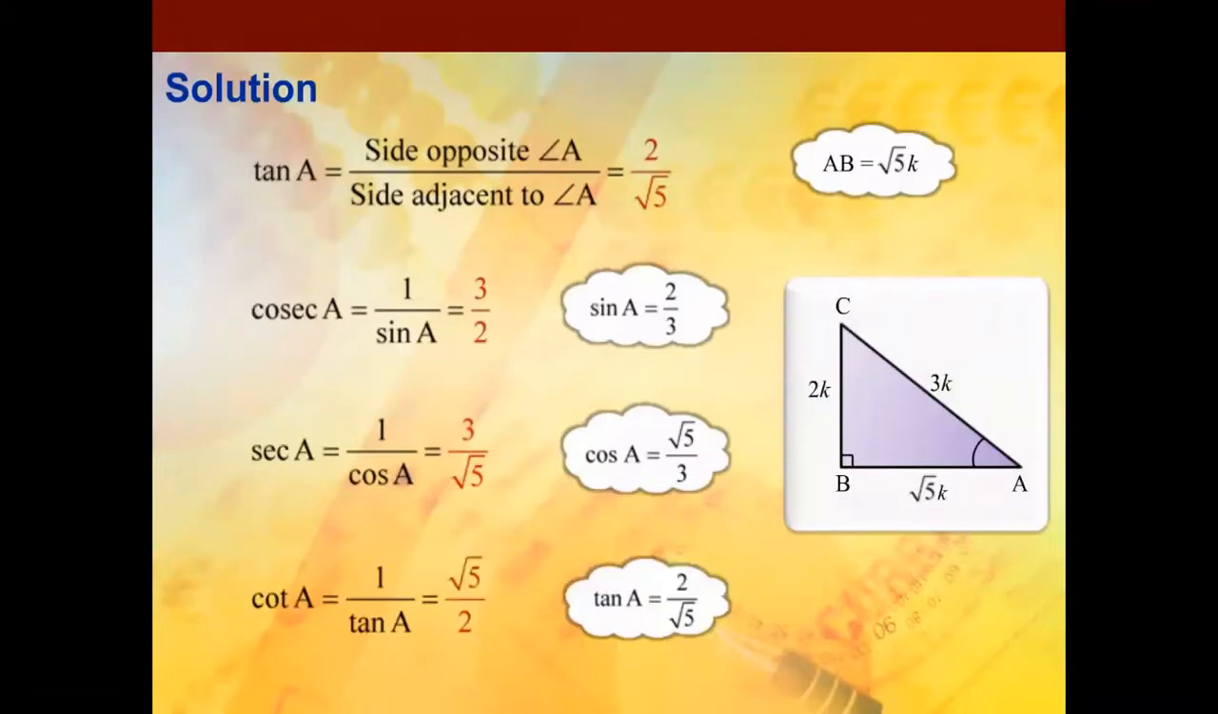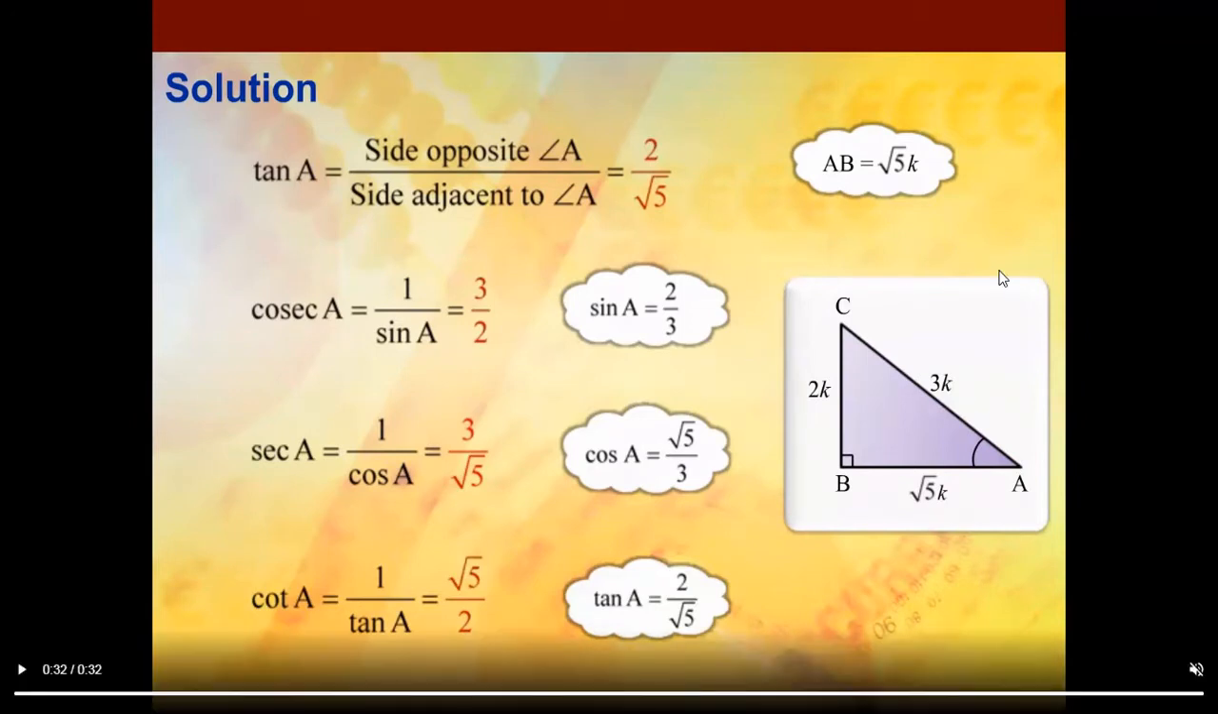Similarly, secant A is 1 upon cos A, and cot A is 1 upon tan A. So substitute the values and you will get the trigonometric ratios of cos, tan, cosecant, secant, cot with respect to angle A.